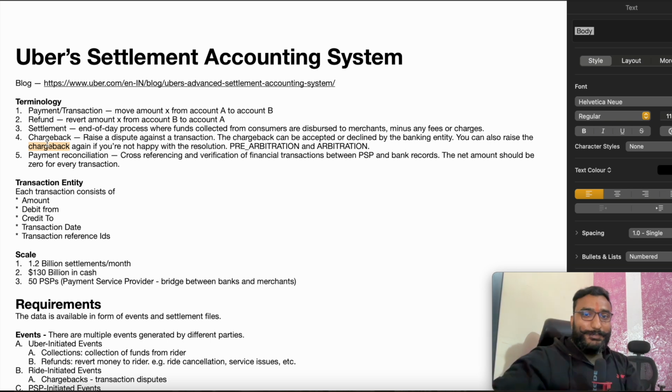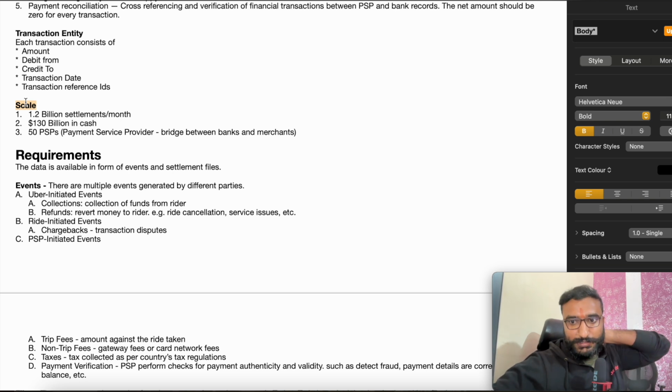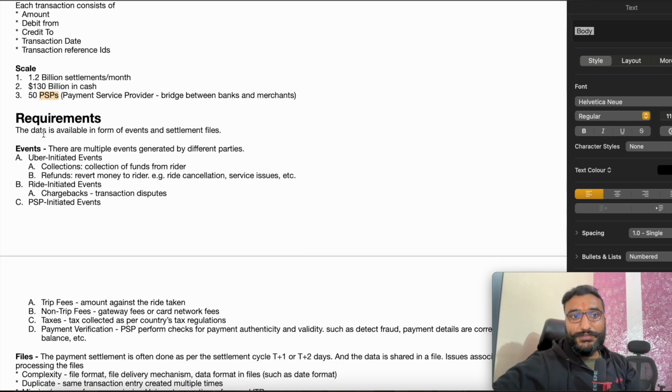So these are the basic terms you should be aware of, so that you get the most out of this video. We already discussed this. If we talk quickly about the scale, as per the engineering blog, the scale mentioned here is 1.2 billion settlements per month. It's quite a huge number. The cash being transferred between the different PSPs or banking entities is 130 billion dollars. So it's quite huge, right? And it uses a combination of 50 PSPs, which is again a huge number.